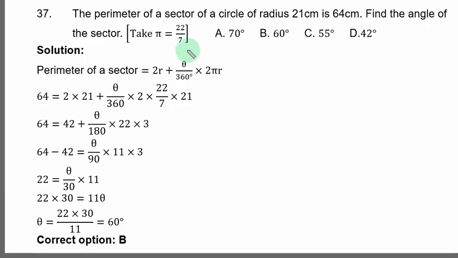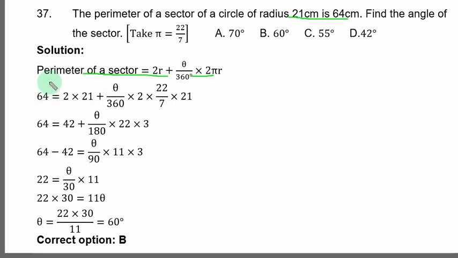Question 37. The perimeter of a sector of a circle of radius 21 centimeters is 64 centimeters. Find the angle of the sector. Perimeter of a sector is equal to 2r plus theta over 360 degrees times 2 pi r.